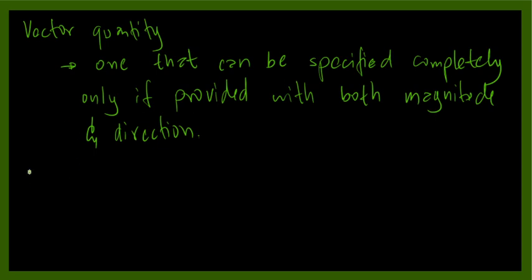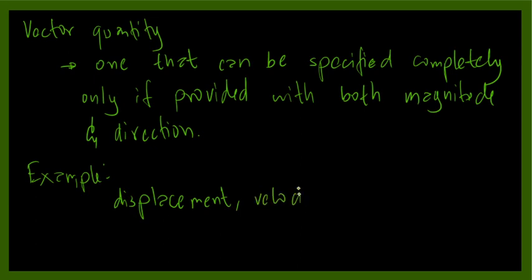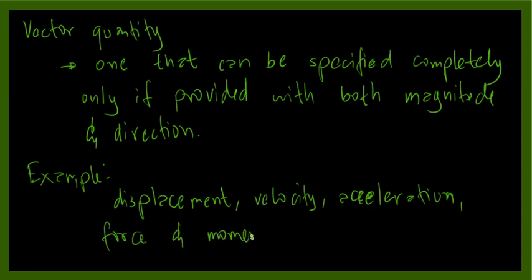So examples of these quantities, we have displacement, then we have also velocity, then we have acceleration, then we have force, and momentum. So these are the examples of a vector quantity.